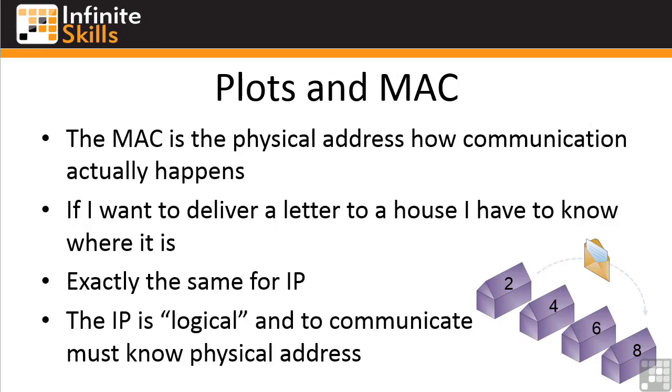The example I always use is thinking about delivering a letter to a house. The IP address would be the equivalent of the street address, 13 Baker Street. The MAC address would be, for example, the GPS location, the physical plot of that house in the city maps. If I wish to deliver a letter, I need to know where that house actually is. So I could look at a map, I could look up GPS coordinates, whatever. But I need a way to actually translate that.